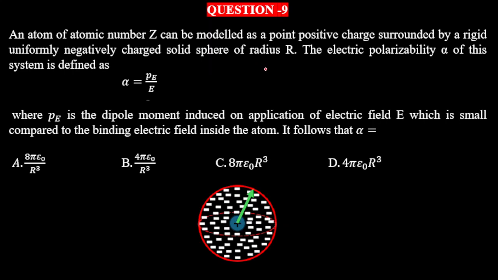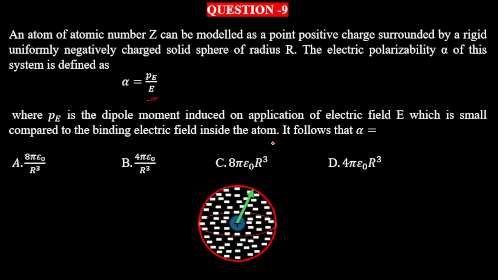The electric polarizability alpha of the system is defined by this, where P is the dipole moment induced on application of electric field E, which is small compared to the binding electric field inside the atom. It follows that alpha equals to... So we have to calculate what the polarizability will be after applying the external electric field.